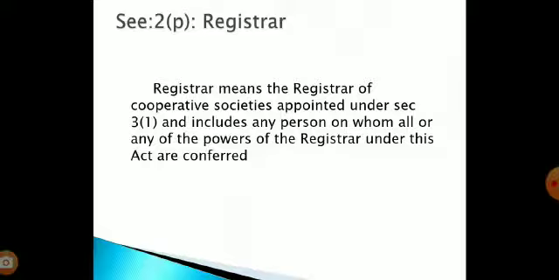Next heading we will study, section 3. Registrar means the registrar of cooperative societies appointed under section 3 subsection 1, and we know there may be the terms joint registrar, assistant registrar, deputy registrar. Here the power of the registrar may be conferred to some other person as per section 3 subsection 2 of the KCS Act. Therefore registrar means the person appointed under section 3(1) or any person on whom all or any of the powers of the registrar is conferred as per section 3(2).